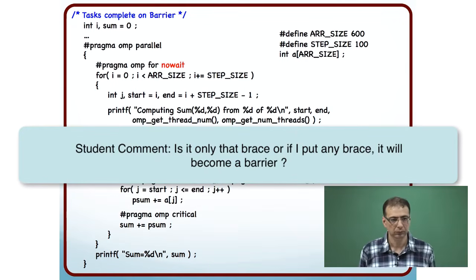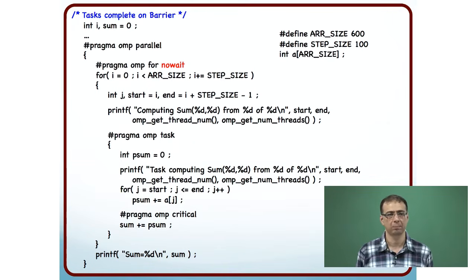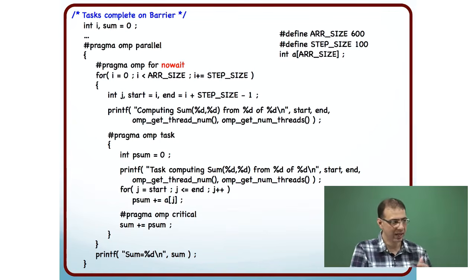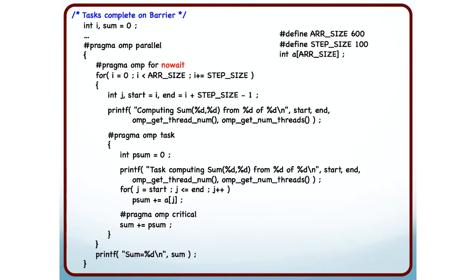Is it only that brace, or if I enclose this in any other braces, will that also become a barrier? No, this has nothing to do with braces. We saw earlier that #pragma omp single also has an implicit barrier. A lot of OpenMP constructs have an implicit barrier at the end. Master does not. #pragma omp master does not have an implicit barrier at the end. But single, for, all of these have an implicit barrier. A lot of constructs have an implicit barrier at the end. Task obviously does not.